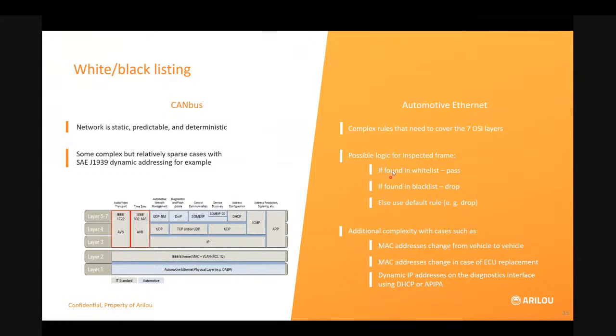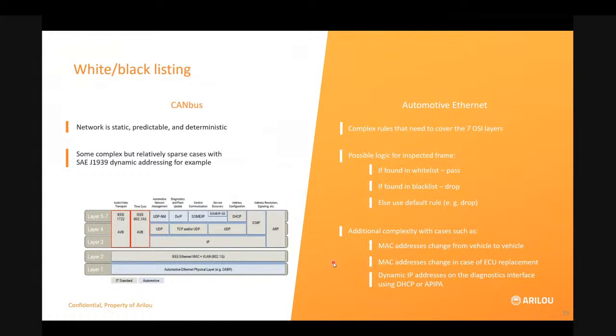We should be able to protect the vehicle with a blacklist and whitelist, but still, as a last resort, we have a default rule. I spoke about a few of those complexities. MAC addresses change from vehicle to vehicle. So if you have a rule set, then you need to adapt it during production to each of those vehicles, dynamic IP addresses, and so on. So this is blacklisting and whitelisting.